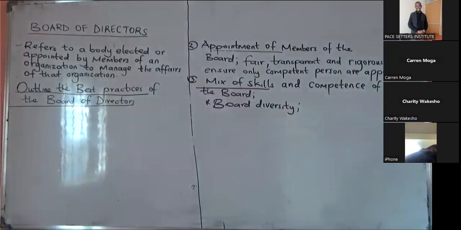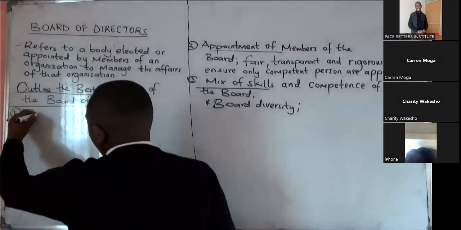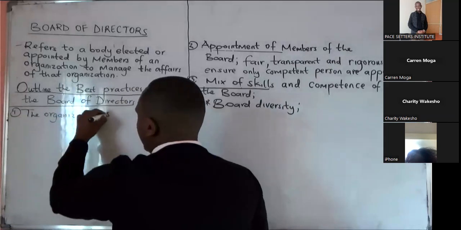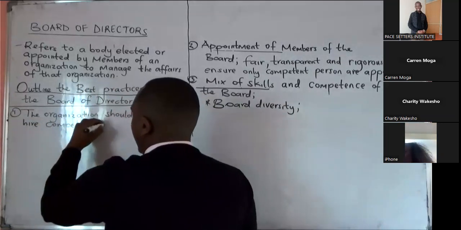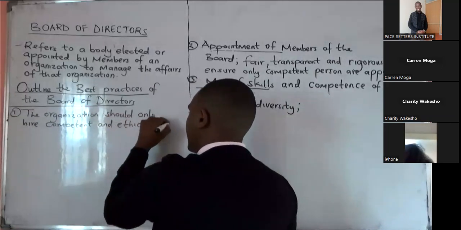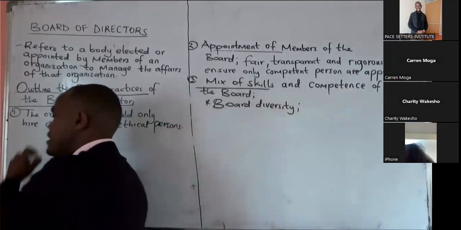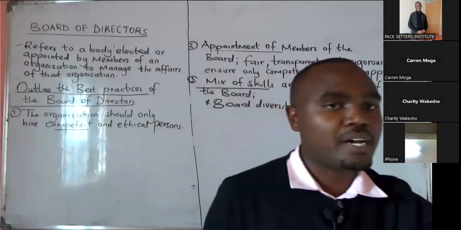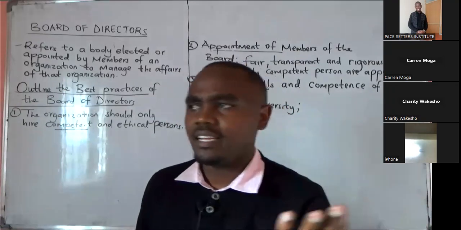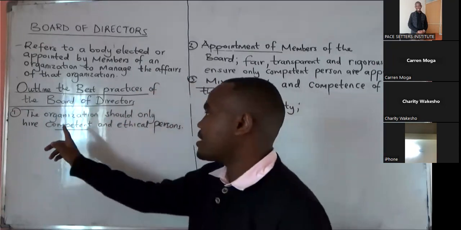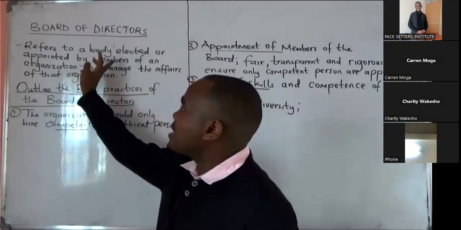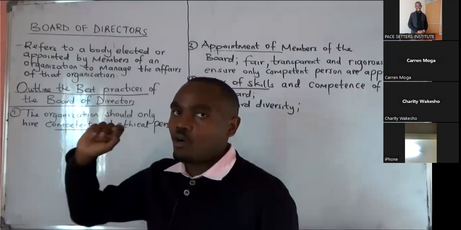the organization should only hire competent and ethical persons. I've said that competent means that person has the requisite skills needed for you to be appointed as a member. Who are the persons that appoint these members? The persons that appoint the board of directors are the members, or what we call the shareholders.